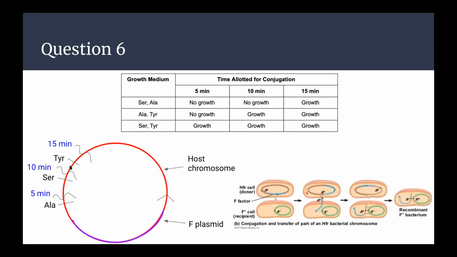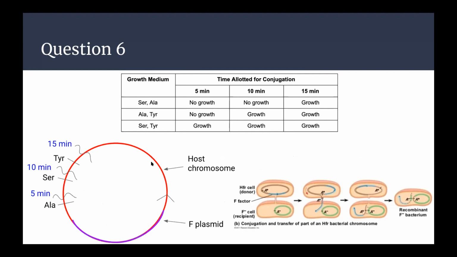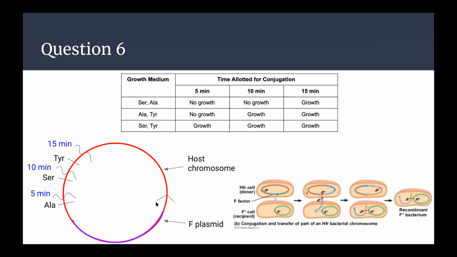So this is a visual representation on the left of the F plasmid in purple that has integrated into the host chromosome, which is in red, like the passage describes. Like I said, HFR cells are useful for mapping genes. I went more into detail during the topic session last week. But the most important thing to take from this picture is that relative to the F plasmid and the origin of replication here, which is the arrow, we see that the gene for alanine occurs first.